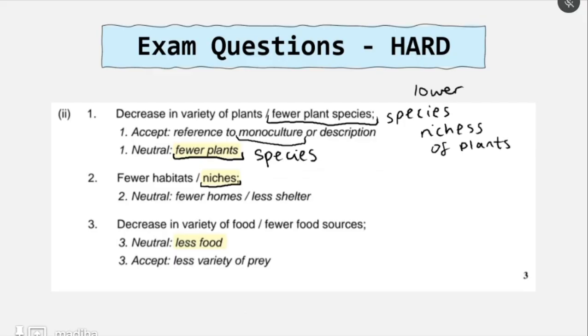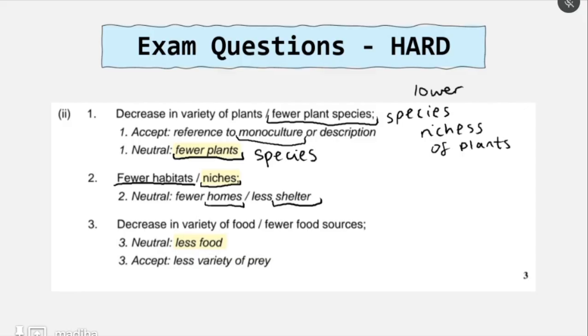But you can write niches in a lot of mark schemes, and in a lot of other questions they want you to write niches instead of habitats. But with this question, because it comes under topic 4, we talk about fewer habitats. But if you write niches, that's still good. So instead of saying homes or shelter, we talk about habitats. So remember to use the correct language.